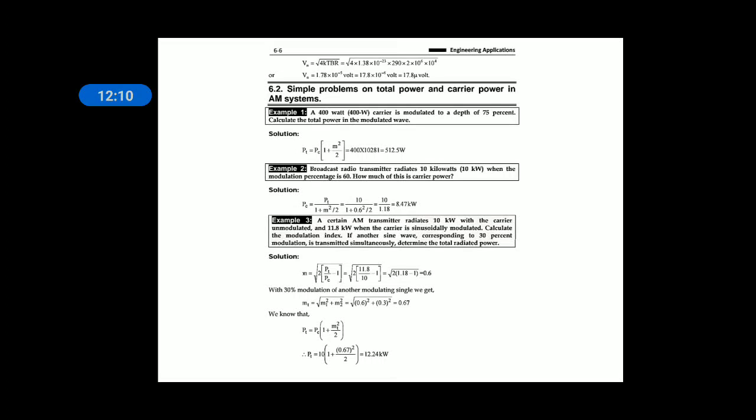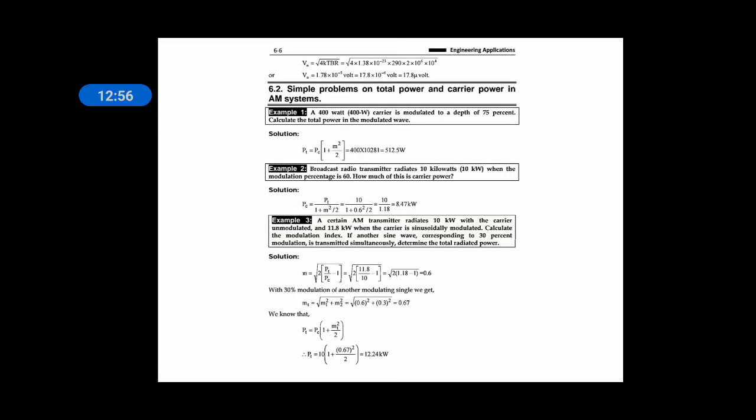Example 3. A certain AM transmitter radiates 10 kilowatt with the carrier unmodulated and 11.8 kilowatt when the carrier is sinusoidally modulated. Calculate the modulation index. If another sine wave corresponding to 30% modulation is transmitted simultaneously, determine the total radiated power. So it has two problems. One is to find the value of M when total power and carrier power are given.